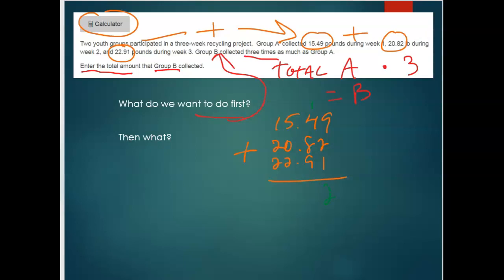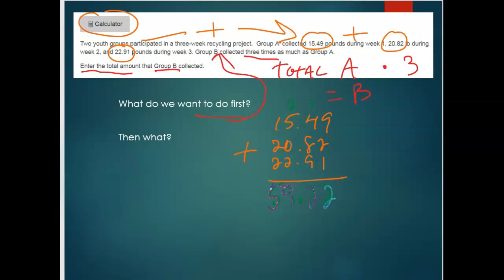5 plus 8 is 13, plus another 9 is 22. Drop the decimal point. 2 plus 5 is 7, plus another 2 is 9. 2 plus 2 plus 1 is 5. Sorry, it's a little hard to read. 59 and 22 hundredths is what I get. That's the total for Group A.